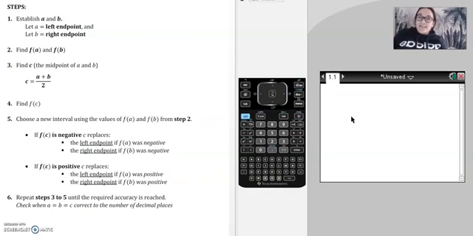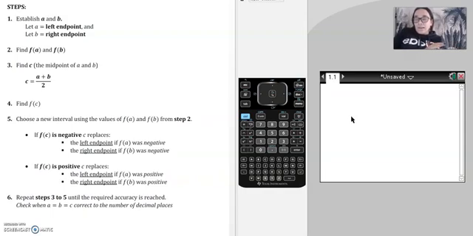The next step is then to find C, the midpoint of A and B. Remember, we're halving our interval, so we're then going to be checking to see what's happening between A and C, and then C and B as well. Not only do we have to find this midpoint, but we also have to find the corresponding Y coordinate, because we're going to be comparing the Y coordinates. We're interested to see whether the Y coordinates from the left endpoint and the right endpoint of our intervals have the same sign, so whether they're both positive or negative, or one's positive and one's negative.